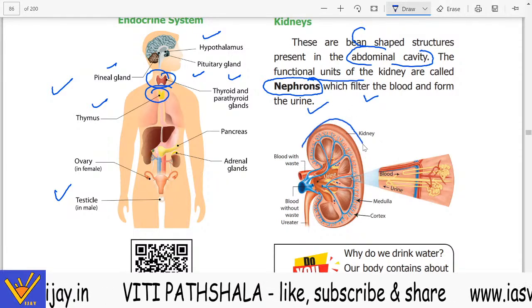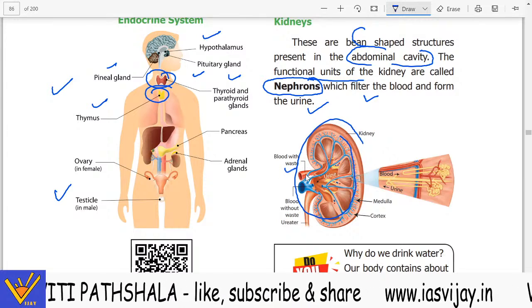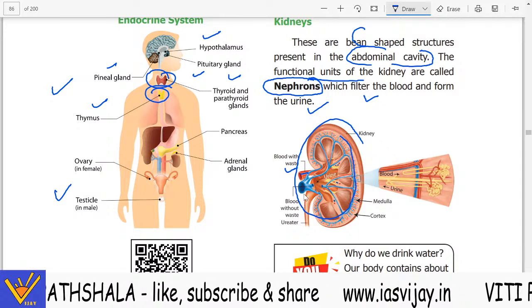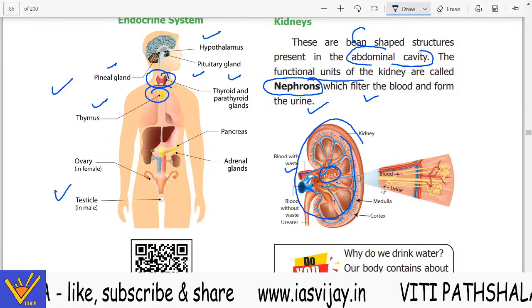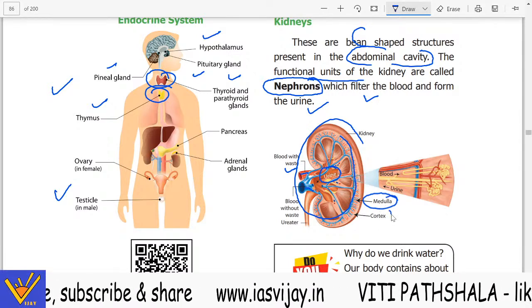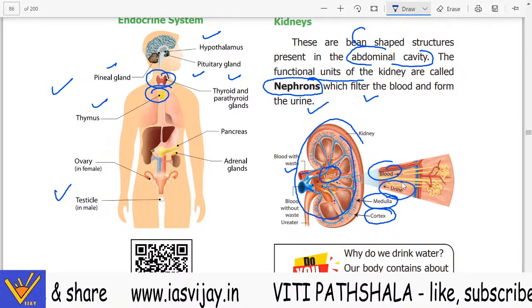So you can see your kidney structure has been given. Blood with the waste goes from here, then the blood without the waste goes in the blue pipe, and then this is your urine, then the medulla, then the cortex of the kidney, and they have shown how the blood and urine is separated.